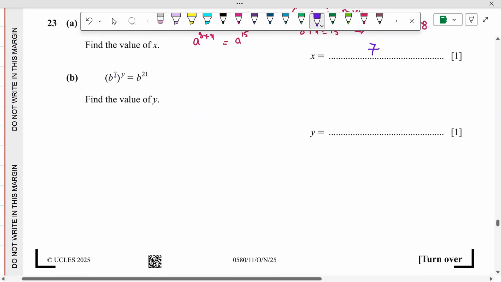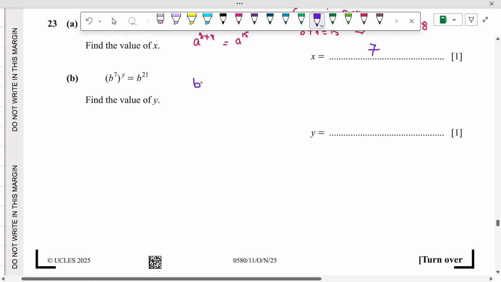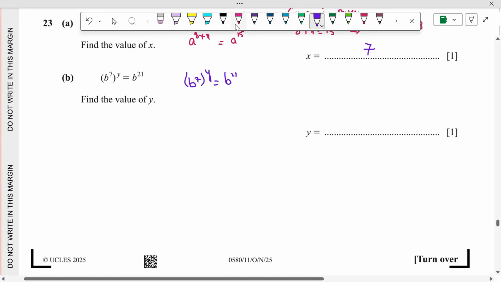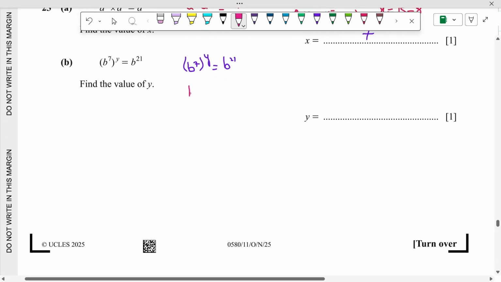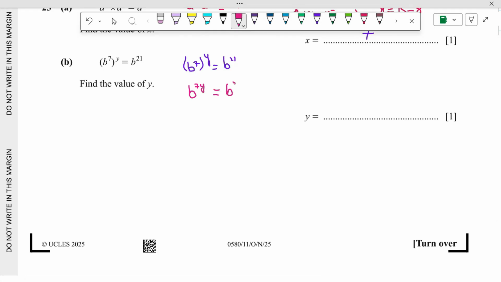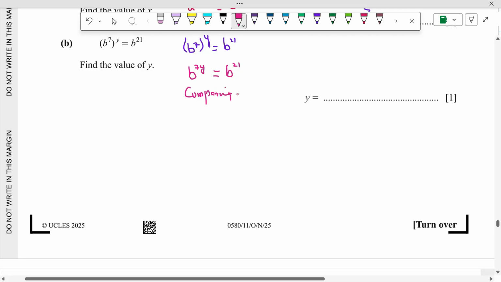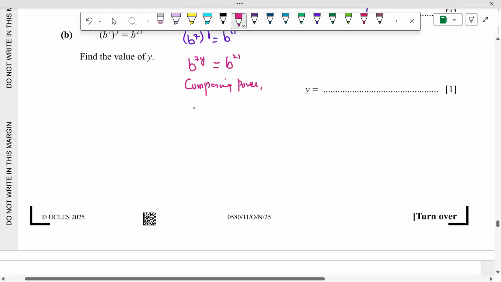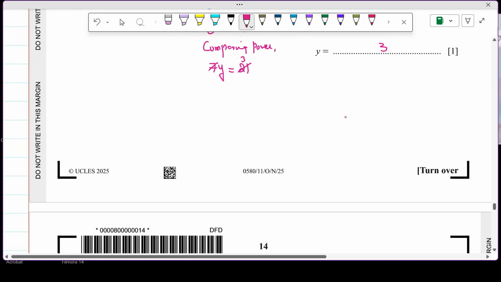Part B, b to the power of 7, whole power y, is equal to b to the power of 21. In the power rule, when it is power to the power, we multiply. So it will be written as b to the power of 7 times y, means b to the power of 7y is equal to b to the power of 21. Comparing the power, we will have 7y is equal to 21, and so y is equal to 3.